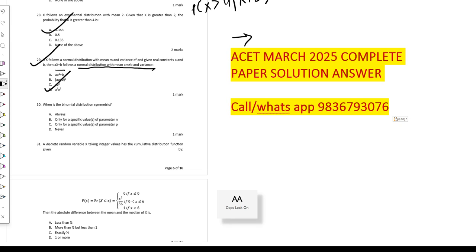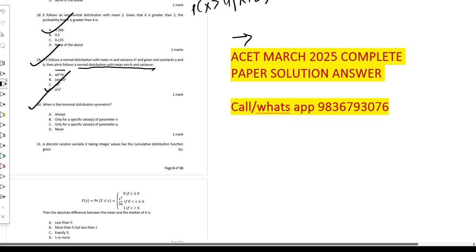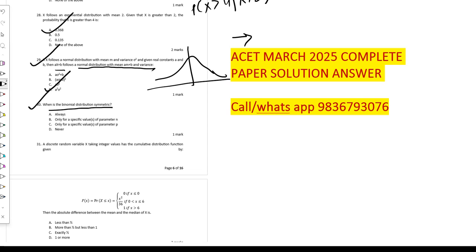Hi dear students, today we are solving question 30 of the ACET paper. Which of the binomial distributions is symmetric? Symmetry is just like this, so both the sides are the same, although my drawing doesn't suggest that. For a binomial distribution, it happens only for a specific value of p, that is, if p equals half. So in this case, C is the answer.